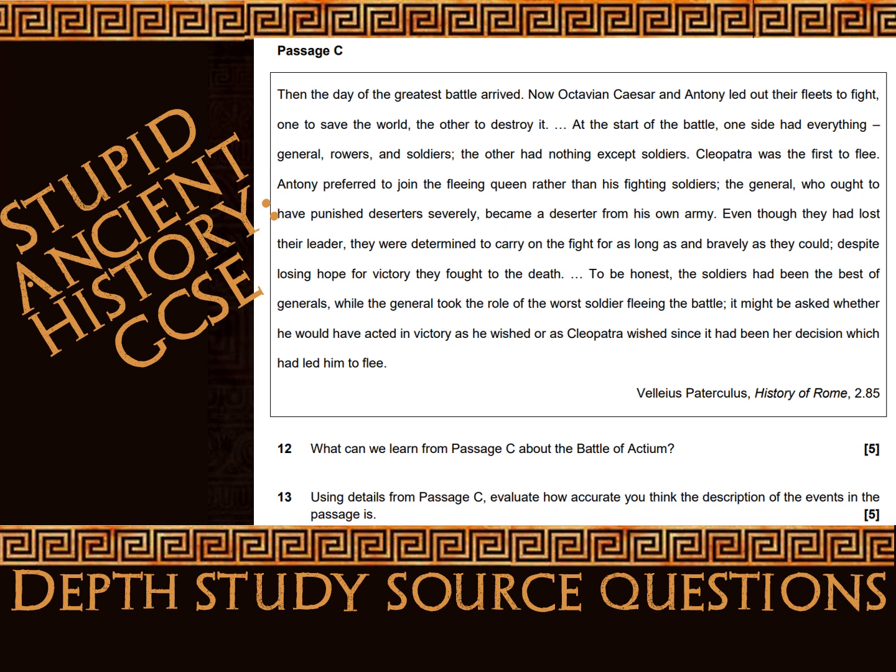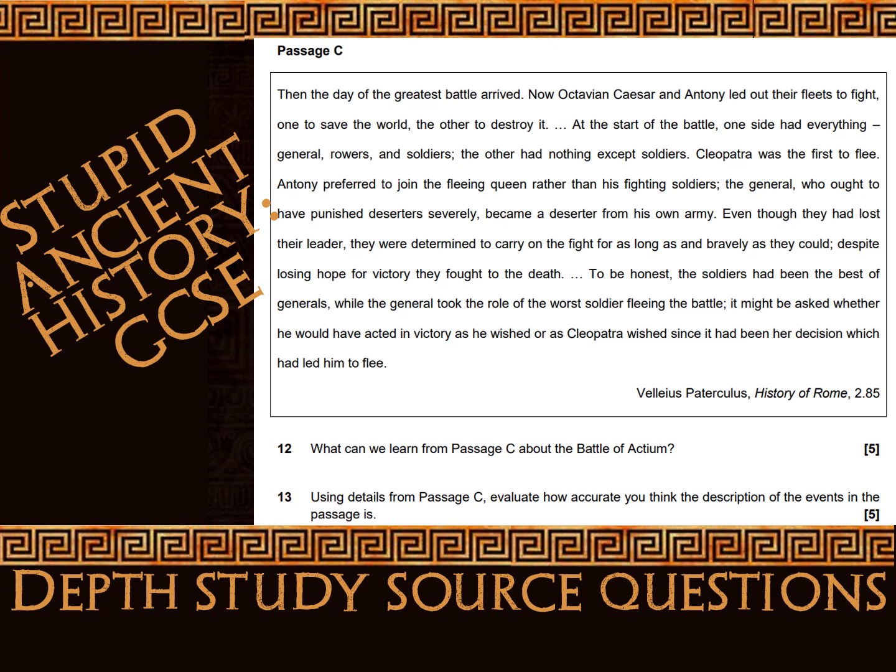So first, let's have a look at the source and the question 12 that comes with it. If you're not using a copy of the source in front of you and you're just using this video, it might be a good idea now just to pause it and read the source so you know what you're talking about. So here we've got a little gobbet of a source. It's a great word that they use to refer to this length of source. It's quite brief, it's to the point, and the source is about the Battle of Actium, and the author is Paterculus.